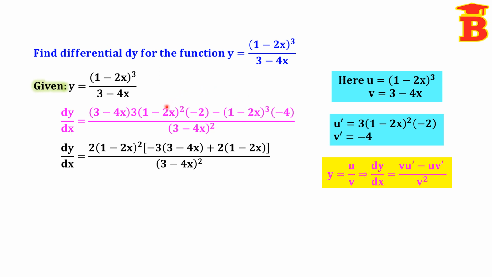So we can take 1 minus 2x whole square common outside. So taking 2 into 1 minus 2x whole square common outside, we get the remaining terms minus 3 into 3 minus 4x plus 2 into 1 minus 2x. This minus into minus plus. Already we have taken 2 outside, so we have remaining 1 2 here. Into whole square taken outside, so we have one more bracket, this 1 minus 2x divided by v square.